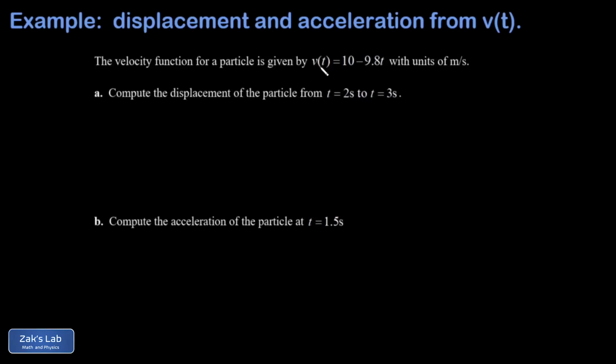In this problem, we're given a velocity function. That's a velocity as a function of time for a particle. And in part A, we're going to compute the displacement on a given time interval. And then in part B, we're going to look at the acceleration at a particular moment in time.